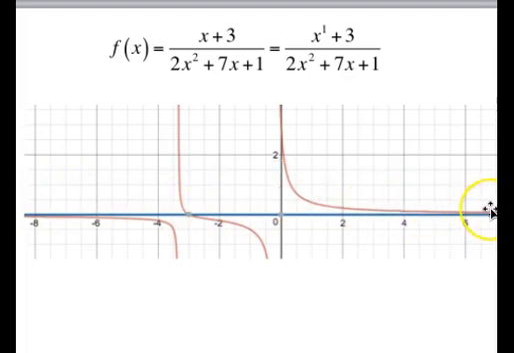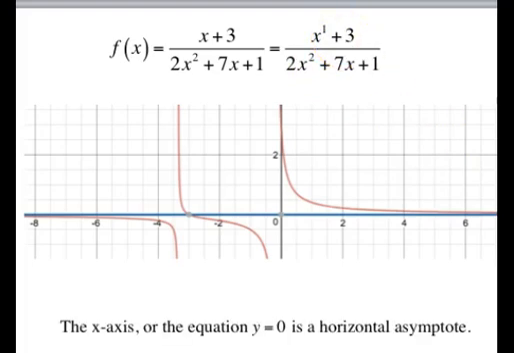So when you have a bottom-heavy fraction, when the degree of the bottom is greater than the degree of the top, then y equals 0, also known as the x-axis, will be a horizontal asymptote, always. For a rational function that is bottom-heavy, where the degree of the bottom is greater, again, this is the issue. x squared versus x to the first. This 2 is bigger than that 1. A bottom-heavy fraction, you'll have a horizontal asymptote at y equals 0.